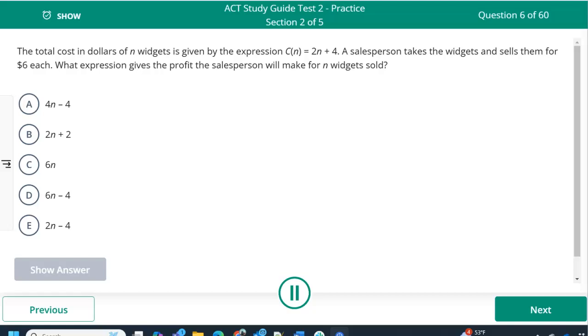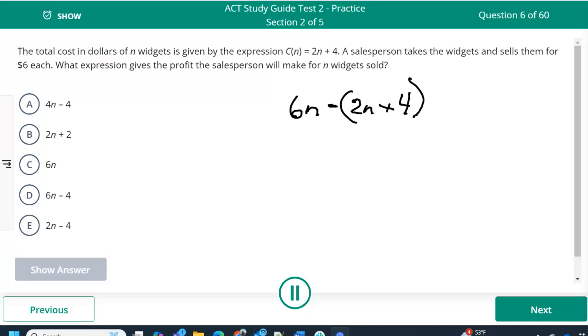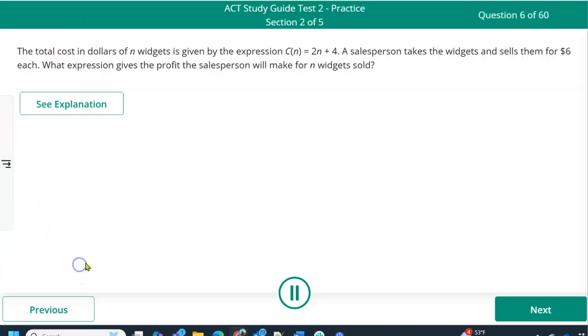All right, so if you sell n widgets for $6, then your revenue is 6n, but with the profit you have to subtract the cost, and the cost is 2n plus 4. All right, so 6n minus 2n, 4n minus 4. So you would make 4n minus 4 on your sale at $6 a piece.